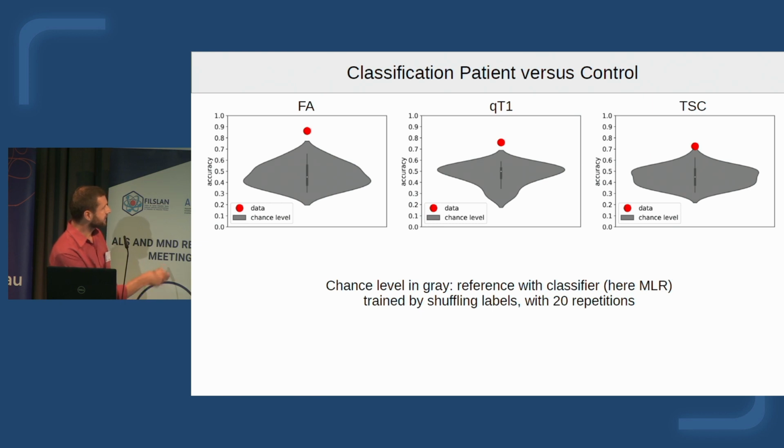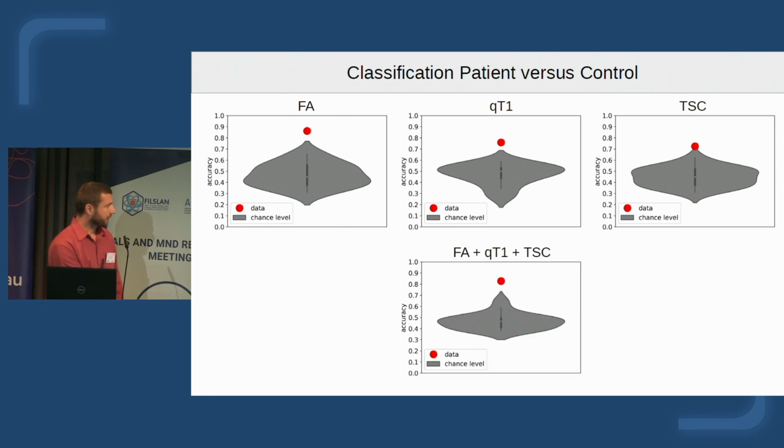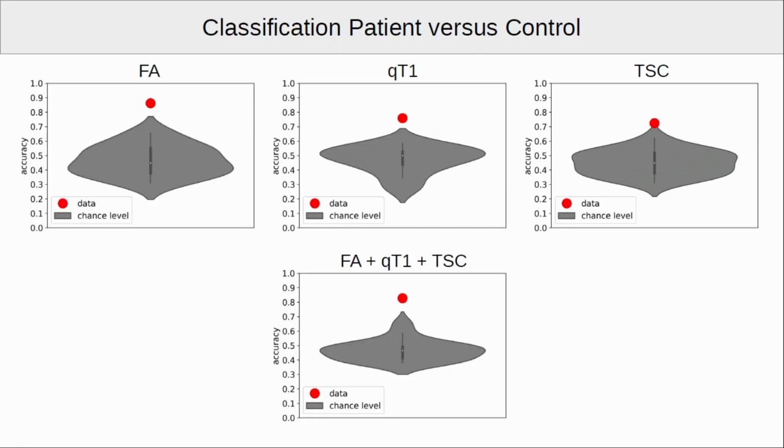And you can see that fractional anisotropy here is above chance, because the red dot is away from the gray distribution, as well as QT1, but for TSC, the performance is a bit lower. It's just outside the chance level. And now we can combine these three modalities to try to make the classification. When we do that, we don't have an improvement of the performance, but we get further away from the chance level. So in a way, we have improved the statistical power of our prediction. Okay?